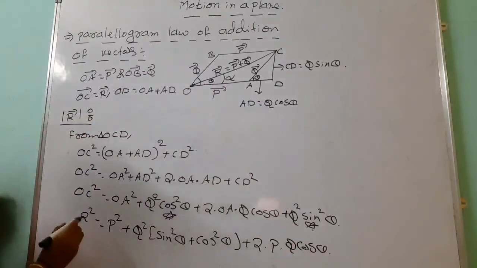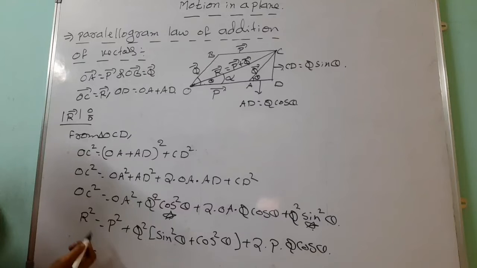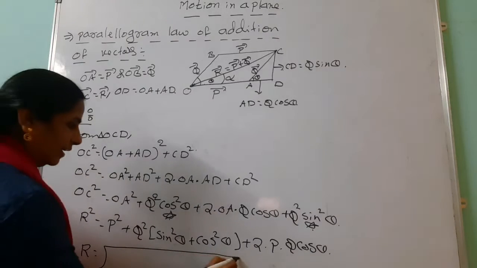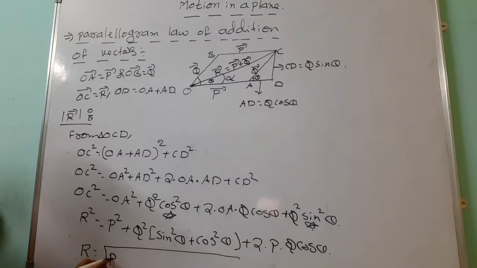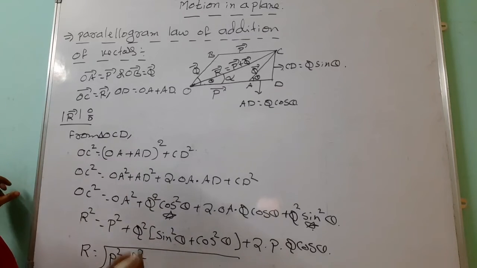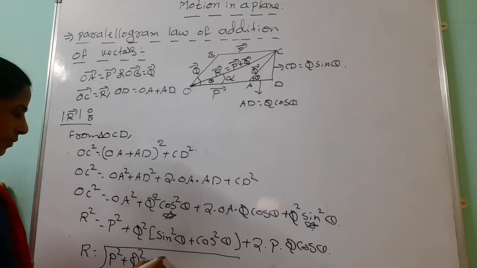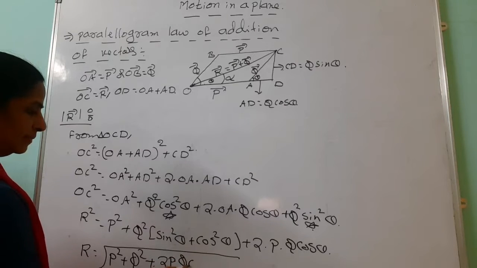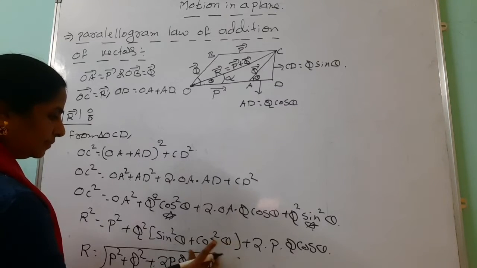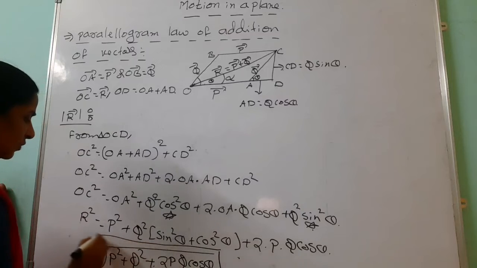Then after simplification, when both the sides are under root and R square is cancelled, we are getting R equals to under root P square plus, I am writing only Q square. Why? Sin square theta plus cos square theta equals to 1, plus 2PQ cos theta. This is the resultant of these two vectors.